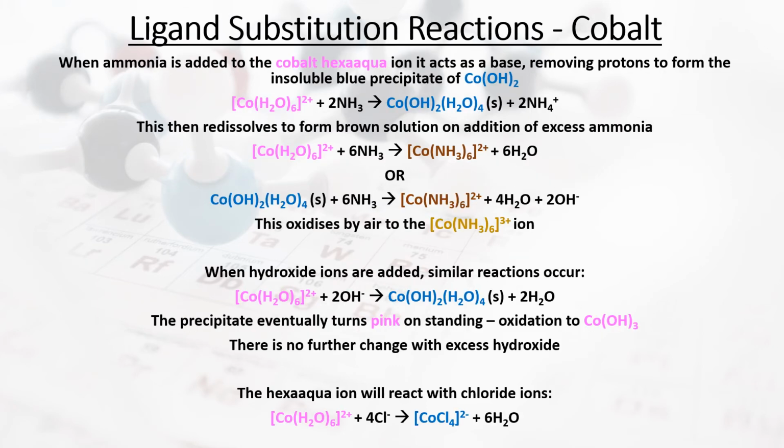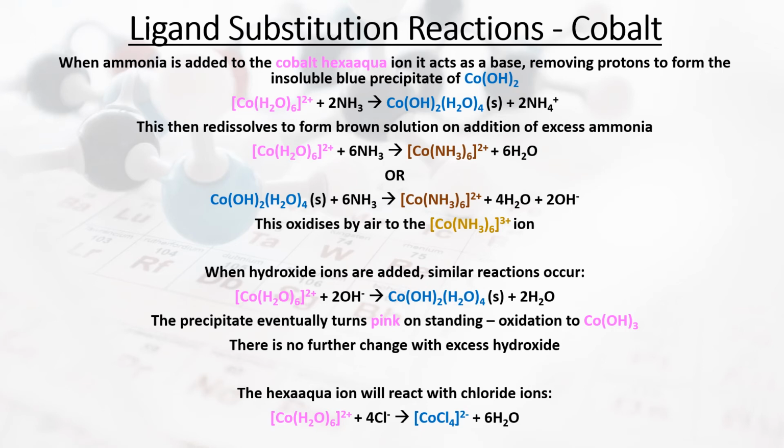So the penultimate metal here to talk about is cobalt. So we have a cobalt hexaaqua ion, this kind of pink solution of our cobalt hexaaqua ion. If we add dilute ammonia or a little ammonia, we have the standard reaction, acting as a base, removing protons from those coordinated water molecules to form our insoluble blue precipitate of cobalt hydroxide, Co(OH)2(H2O)4, that sort of blue precipitate there, cobalt hydroxide.